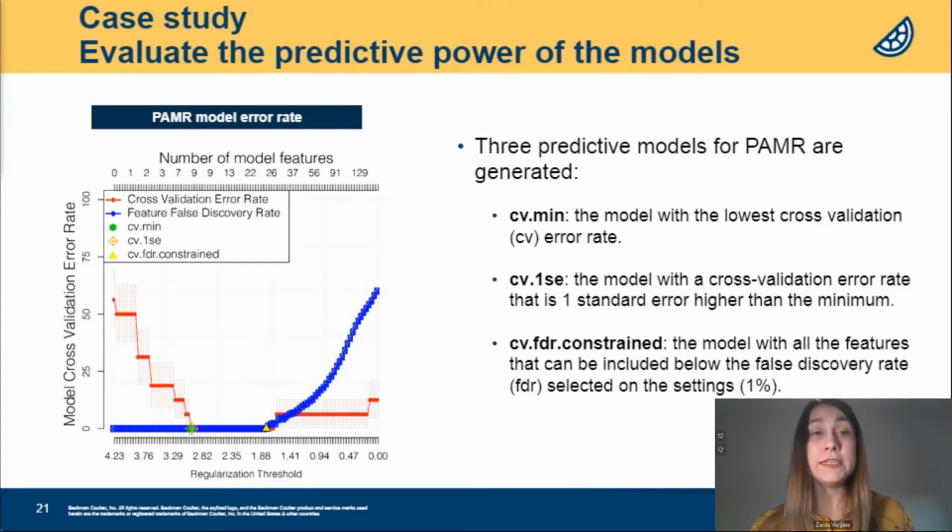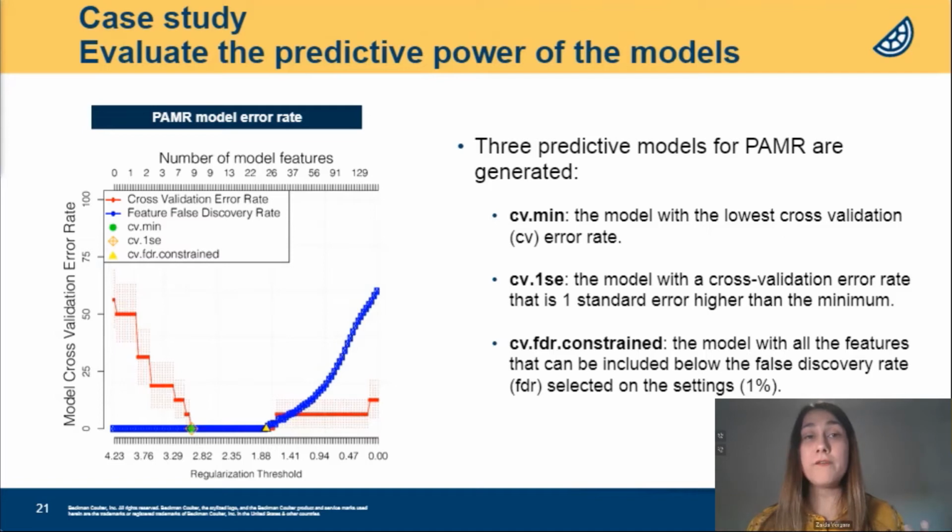As you can see, the little dot in green, that's the minimum model, and that's the one with the lowest cross-validation error rate. In orange, you can see the one standard error, which is the model with the cross-validation error rate that is equal to one standard error higher than the minimum. And this is a factor using statistics. And finally, we have the yellow model, which is the false discovery rate constraint. And this is the one that contains all the features below the false discovery rate that we set up. And as you remember, we use 1% by default.